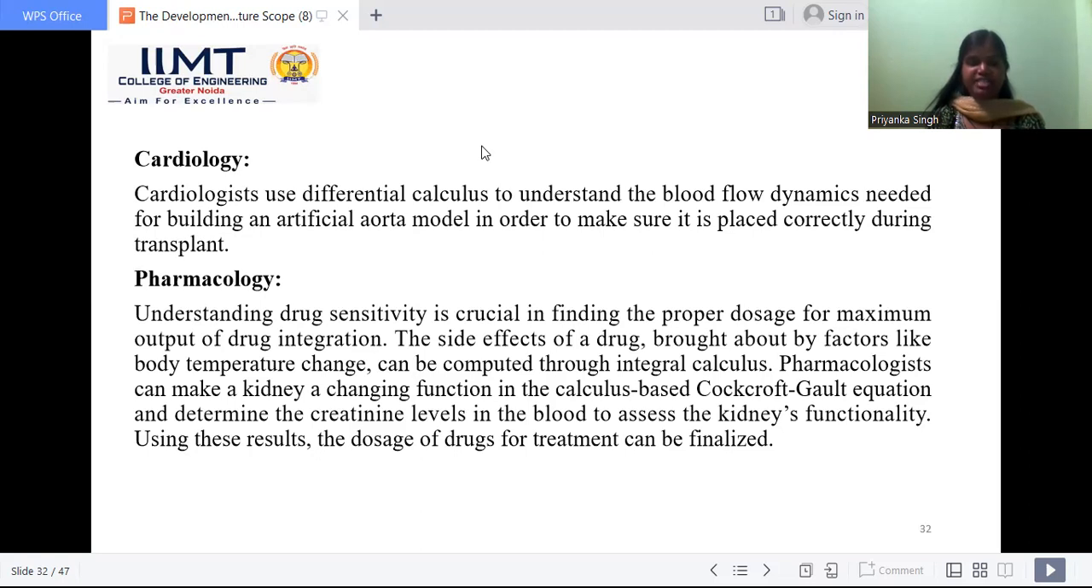Pharmacology, understanding drug sensitivity is crucial in finding the proper doses for maximum output of drug integration. The side effects of a drug, brought about by factors like body temperature change, can be computed through integral calculus. Pharmacologists can model kidney function with the calculus-based Cockcroft-Gault equation and determine the creatinine levels in the blood to assess the kidney's functionality. Using these results, the doses of drugs for treatment can be finalized.